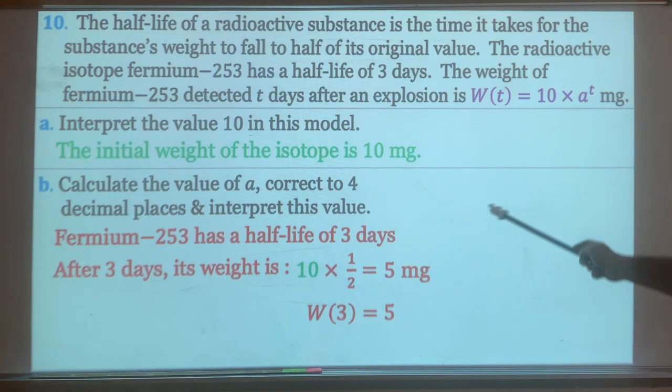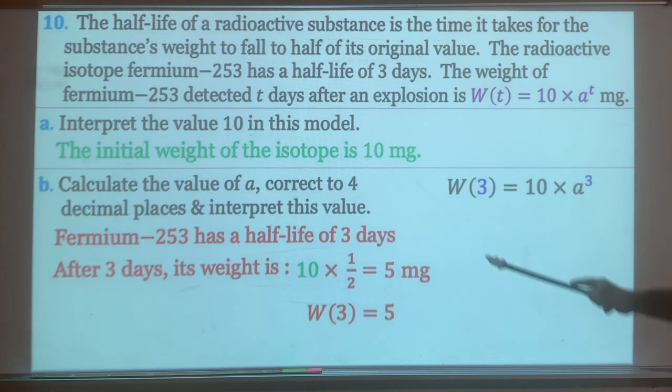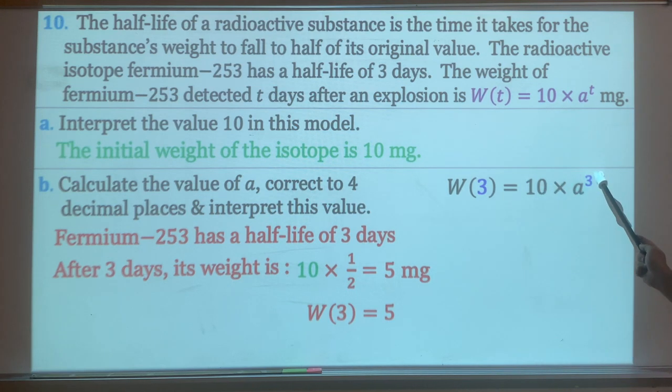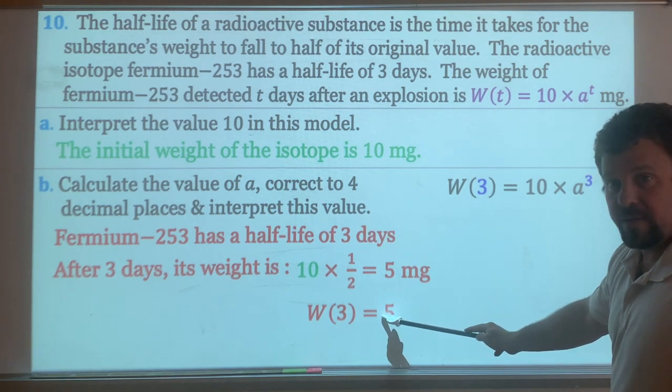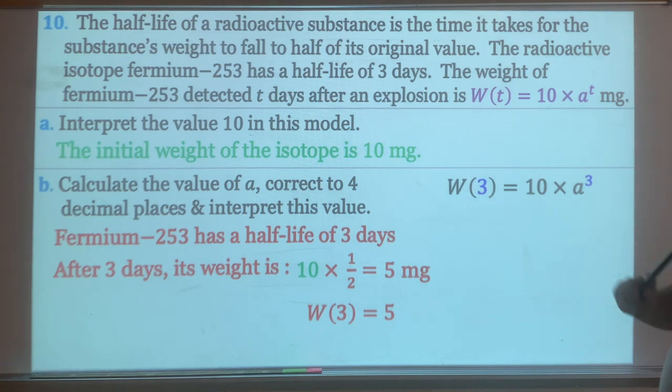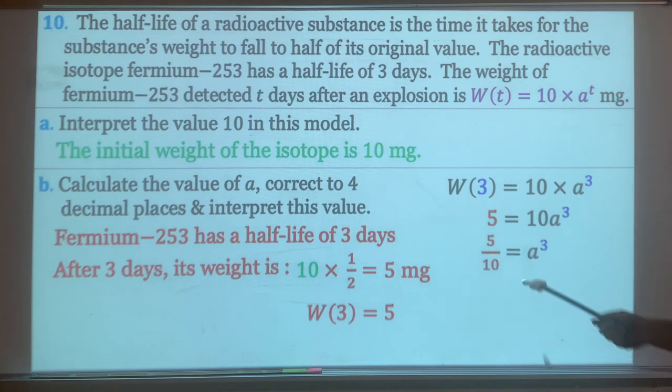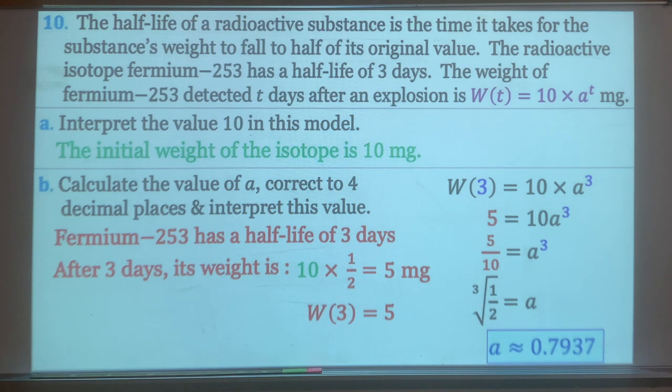W of 3 equals 10 times A to the 3, right? What does W of 3 equal? 5. So 5 equals 10a to the third. Divide by 10, a cubed equals 5 over 10, or 1 half. You're going to cube root 1 half and get a. A is approximately 0.7937, right?